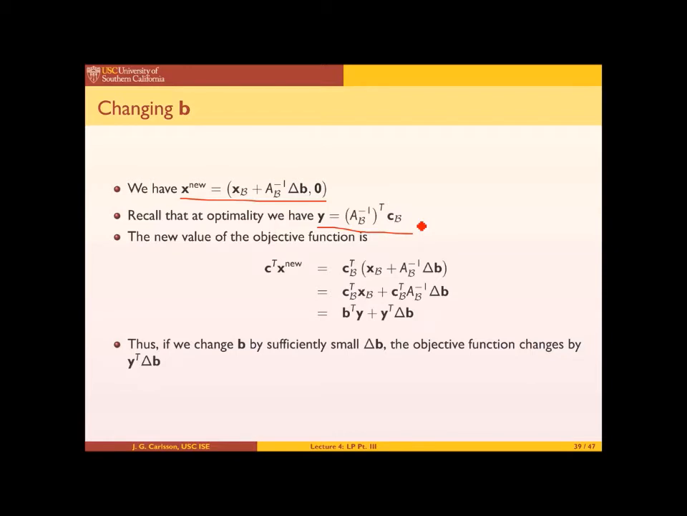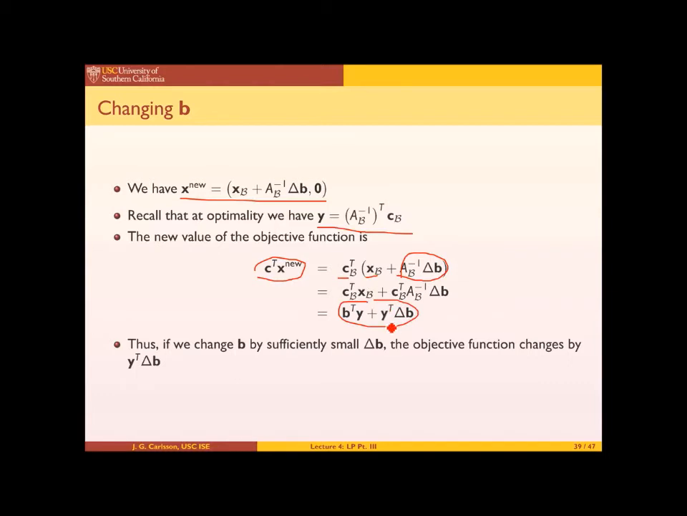So what's true? At the optimal solution, the primal and dual values have to be equal to each other. Let's just plug these values in. The new objective function, c transpose x nu, is equal to c_B times x_B plus A_B inverse delta b. Then you carry out the linear algebra, you simplify, and what do you get? You get b transpose y plus y transpose delta b.